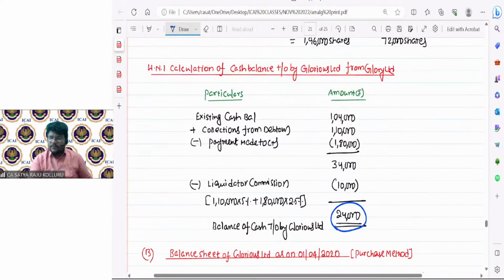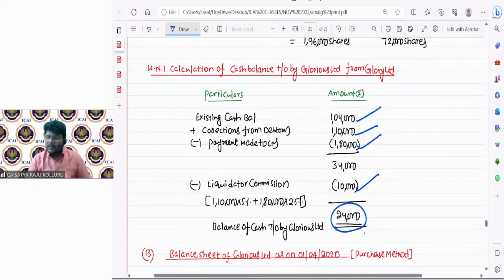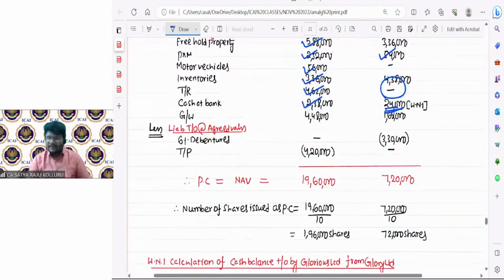That is existing cash balance 1 lakh 4,000, collections from debtors 1 lakh 10,000, payment made to trade payables 1 lakh 80, and their commission I reduced. Then 24,000, whatever cash balance is lying with the liquidator, the same cash balance is taken over by the purchasing company. This is all about assets, guys.